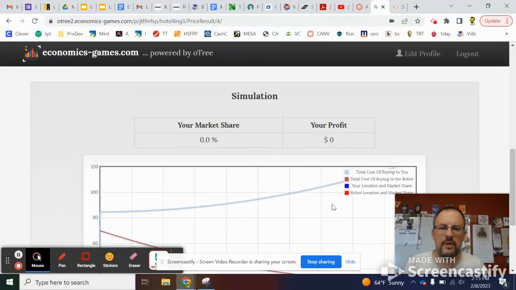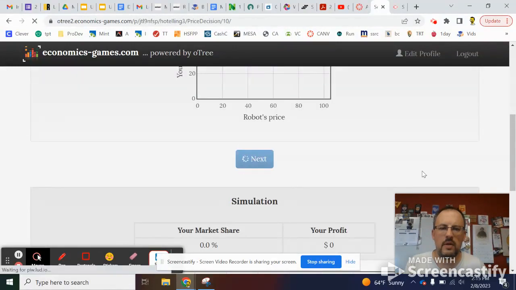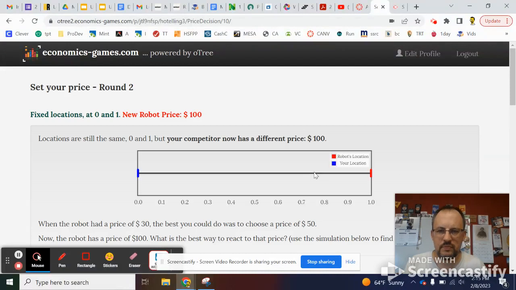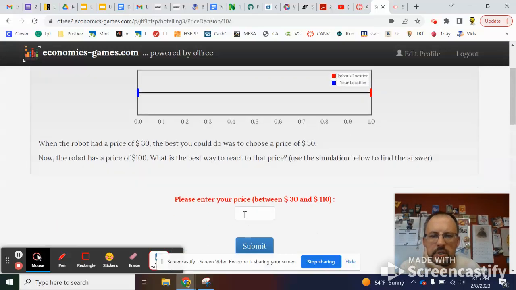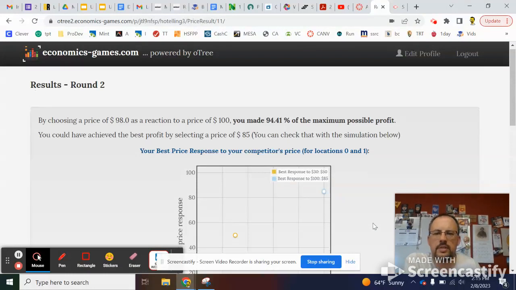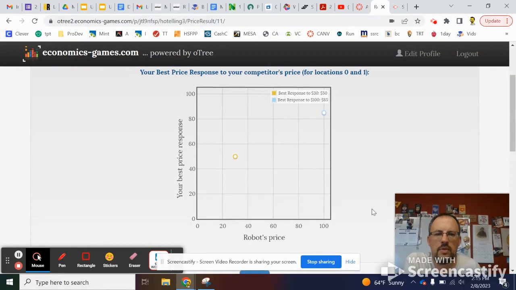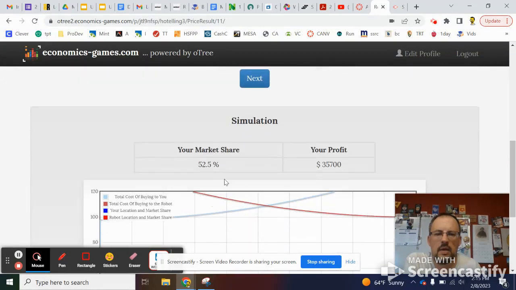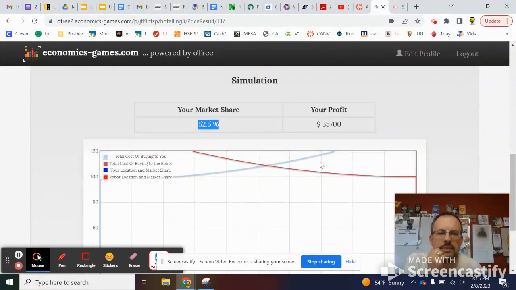So I'll try another attempt. Oh, robot price is $100. I might have missed that before. Okay, so now I know the robot is charging 100, and now I'm going to charge 98. Okay, so now it tells me my market share. I made 52.5% of the sales, profit 35,700.